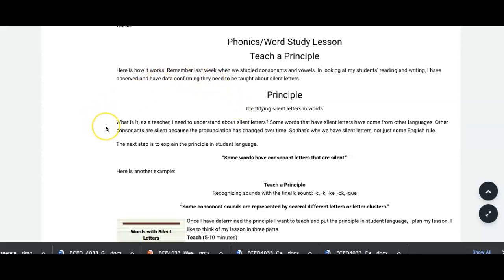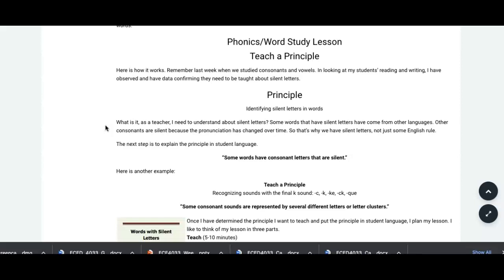What is it as a teacher I need to understand about silent letters? Some words that have silent letters have come from other languages. Other consonants are silent because the pronunciation has changed over time. So that's why we have silent letters, not just some English rule. So you've got to understand the principle.